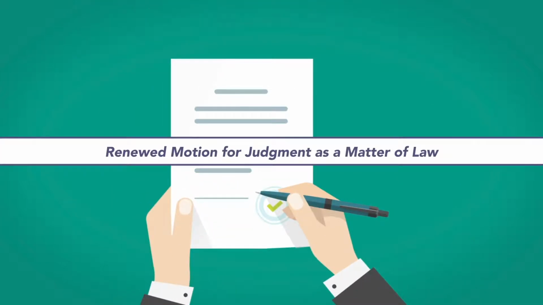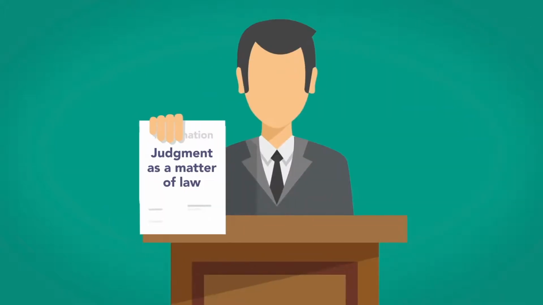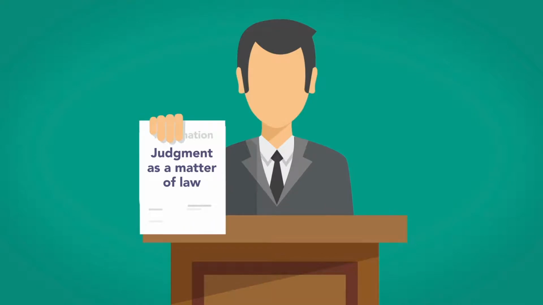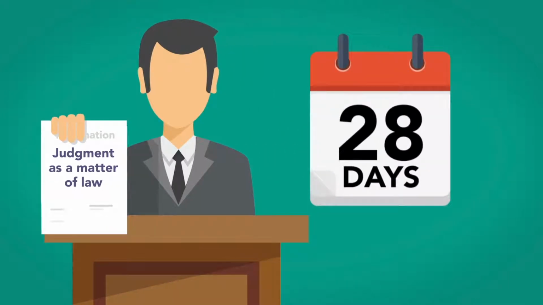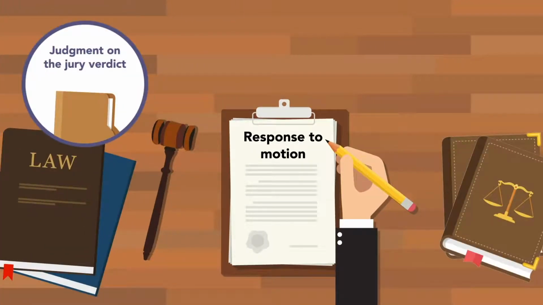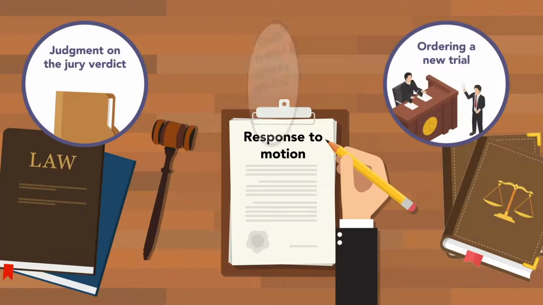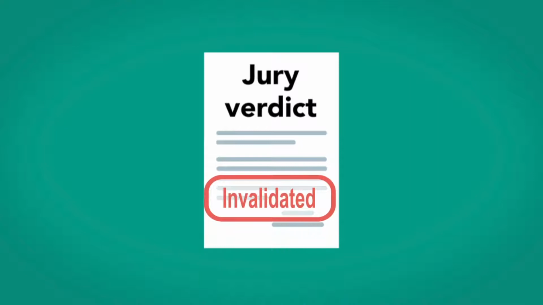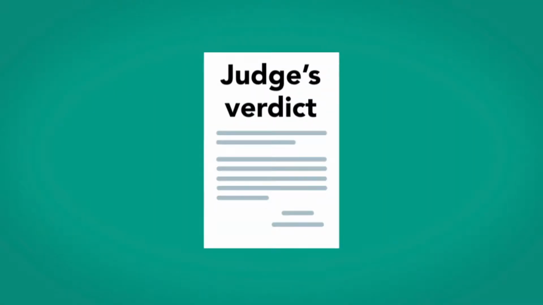Renewed motion for judgment as a matter of law. At the close of evidence, parties may move for judgment as a matter of law. A party that loses this motion during the trial can renew this motion after the judgment is filed. This renewal motion must be filed within 28 days after the trial is concluded. The judge may respond to this motion by allowing a judgment on the jury verdict, ordering a new trial, or directing the entry of judgment as a matter of law. The latter may entail invalidating the jury verdict and substituting the judge's own verdict.